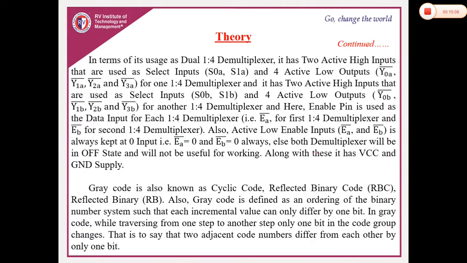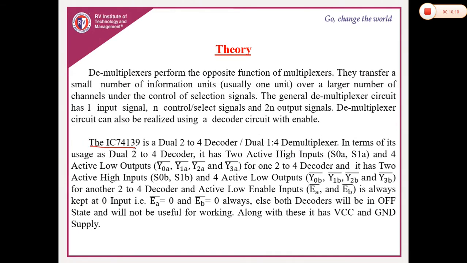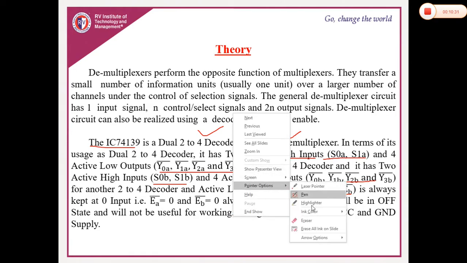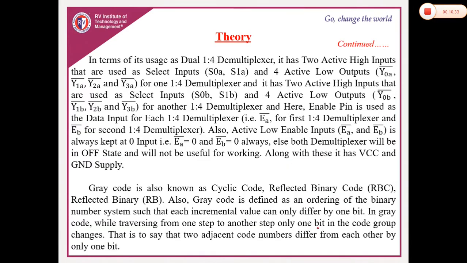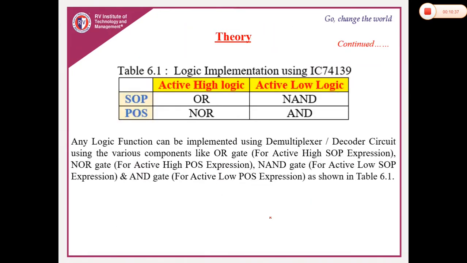That is what I have given in the theory part. This IC is a 16-pin IC. It can be used as a 2 to 4 decoder and a 1:4 demultiplexer, and we have only select inputs which are active high, but the outputs are active low. Similarly, the enable pins are also active low. I have given that information here, you can just go through it. Then how it can be used as a half adder and half subtractor, that you are going to see now.